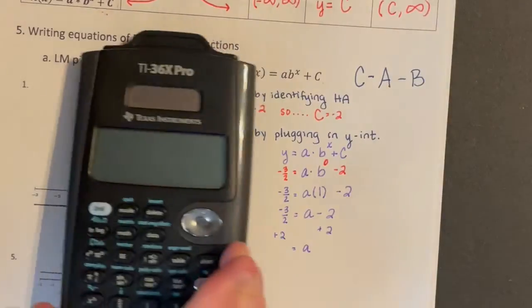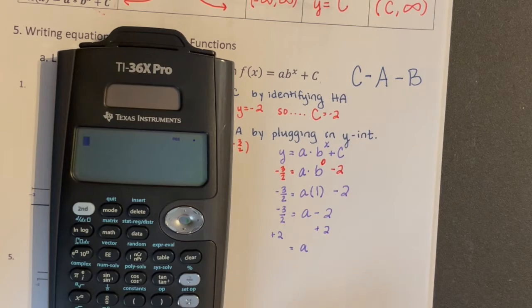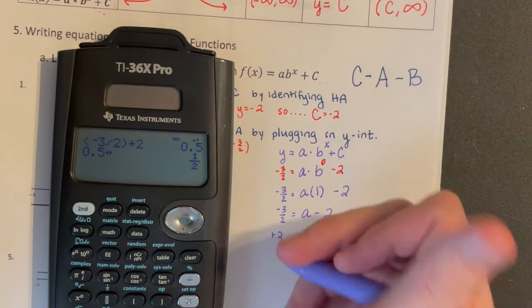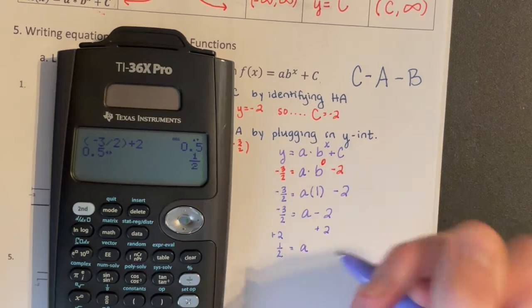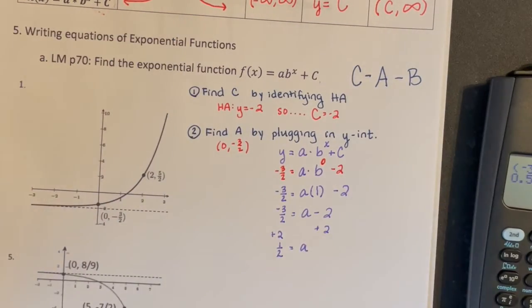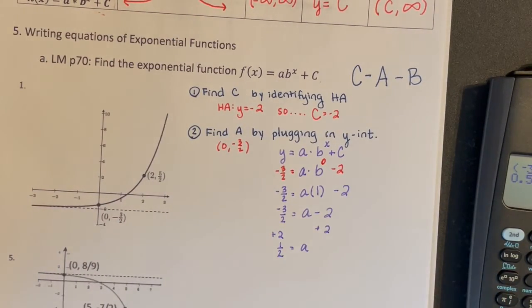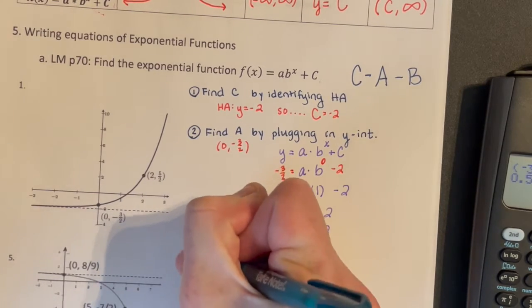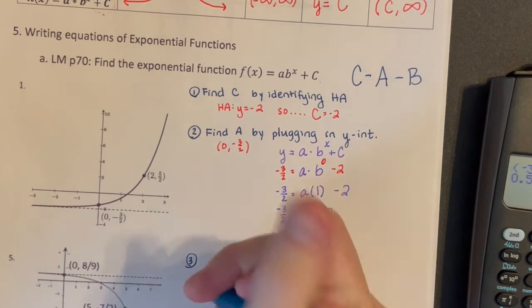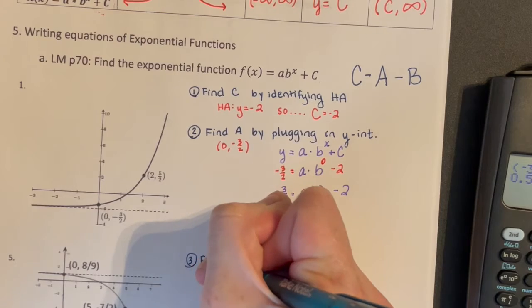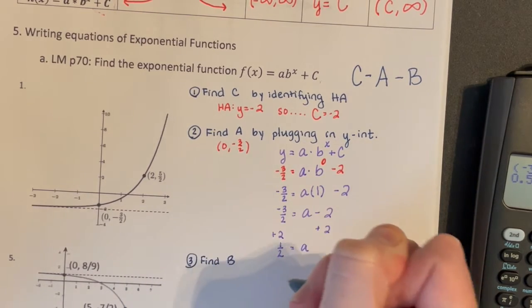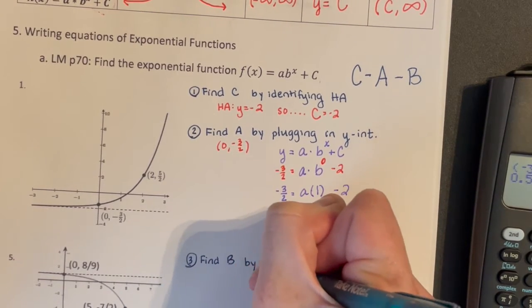So we can use our calculator, and I would do -3/2 plus 2, and keep everything in a fraction if we can. So that makes that just 1/2 for A. We still have another piece of the equation we don't know. So I want to find B. And we can find B by plugging in another point.